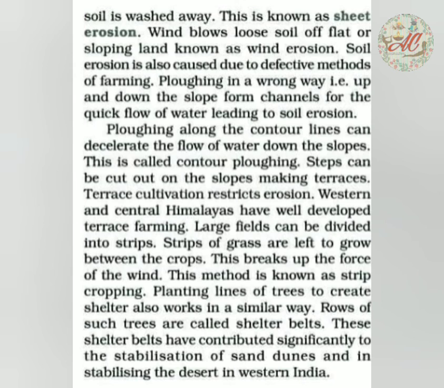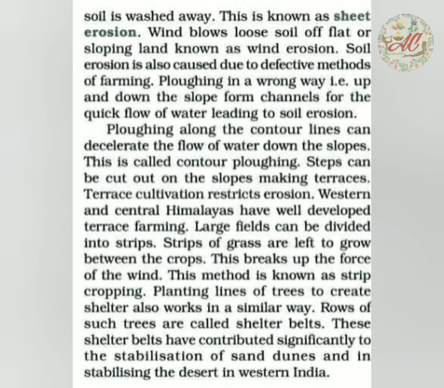Wind blows loose soil off flat or sloping land, known as wind erosion. Soil erosion is also caused due to defective methods of farming, like ploughing in a wrong way, up and down the slope, which forms channels for the quick flow of water, leading to soil erosion. So, ploughing along the contour lines can decelerate the flow of water down the slopes. This is called contour ploughing. Steps can be cut out on the slopes, making terraces. Terrace cultivation restricts erosion. Western and central Himalayas have well developed terrace farming.